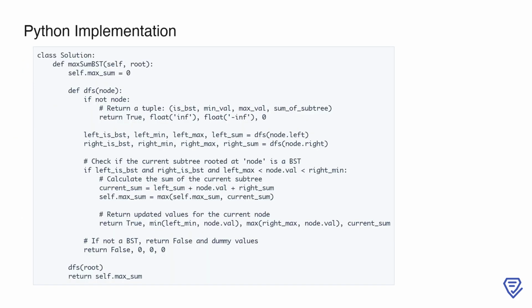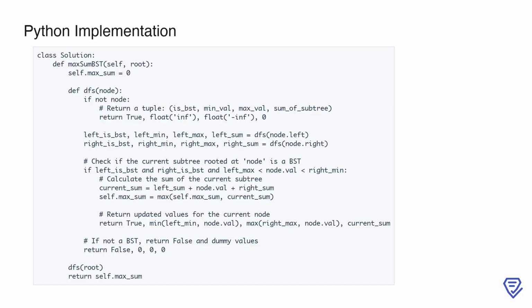This solution determines the maximum sum of all keys in any valid binary search tree, BST, within a binary tree using a depth-first search, DFS, approach. The function maxSumBST starts by initializing self.max_sum to 0, which will store the maximum sum of any BST found. The helper function DFS processes each node recursively.